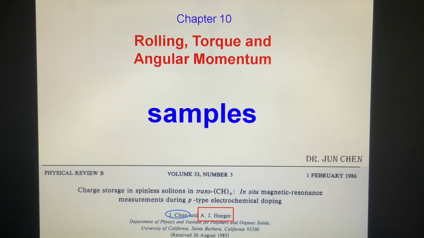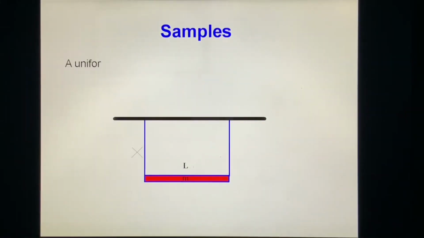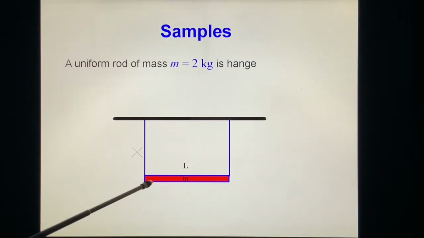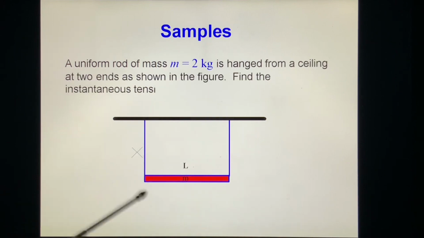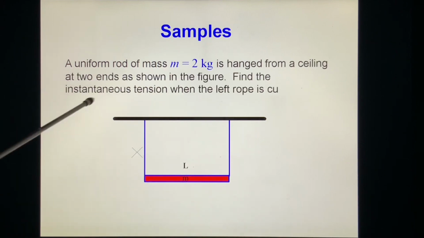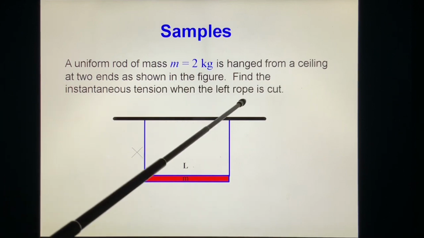Chapter 10, Rolling, Torque, and Angular Momentum. Samples. Sample 1: a uniform rod of mass m = 2 kg is hung from the ceiling at two ends, as shown in the figure. Find the instantaneous tension when the left rope is cut.